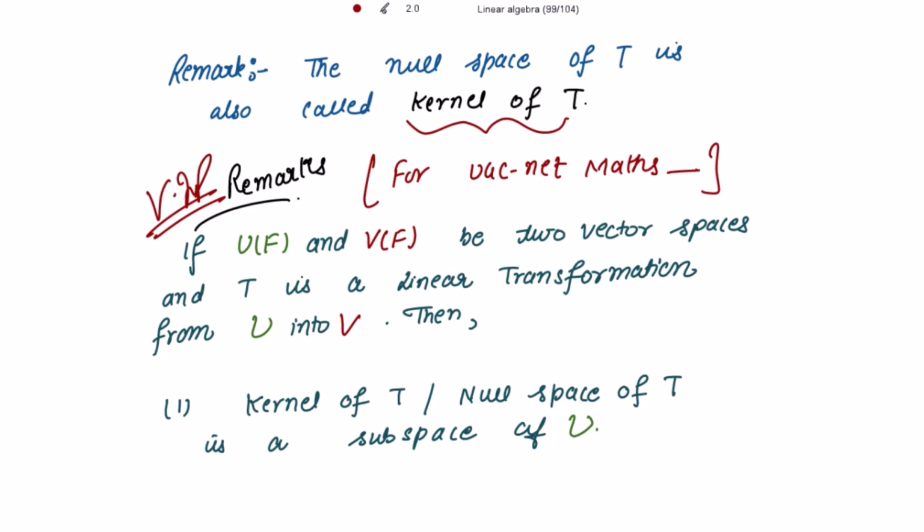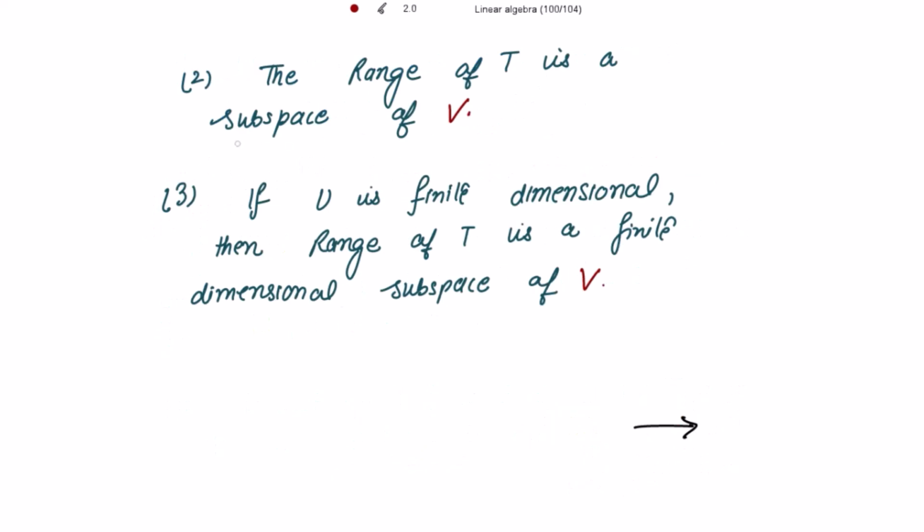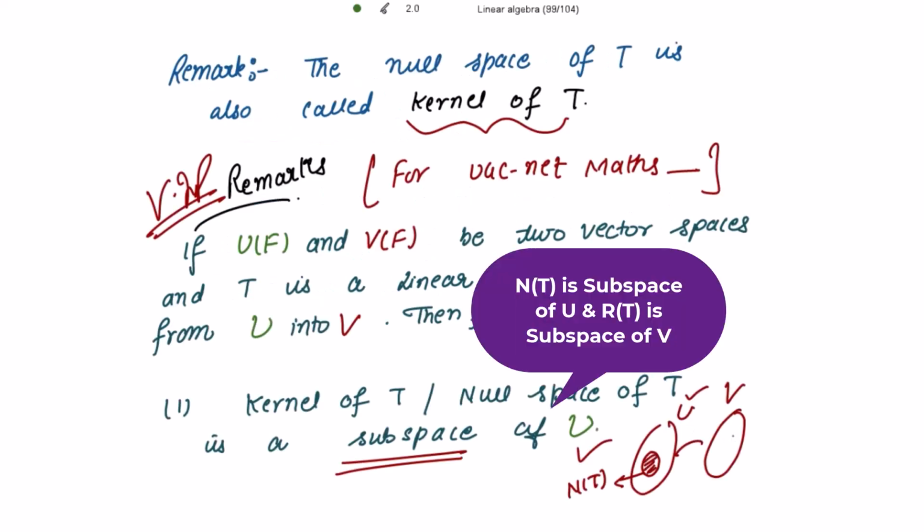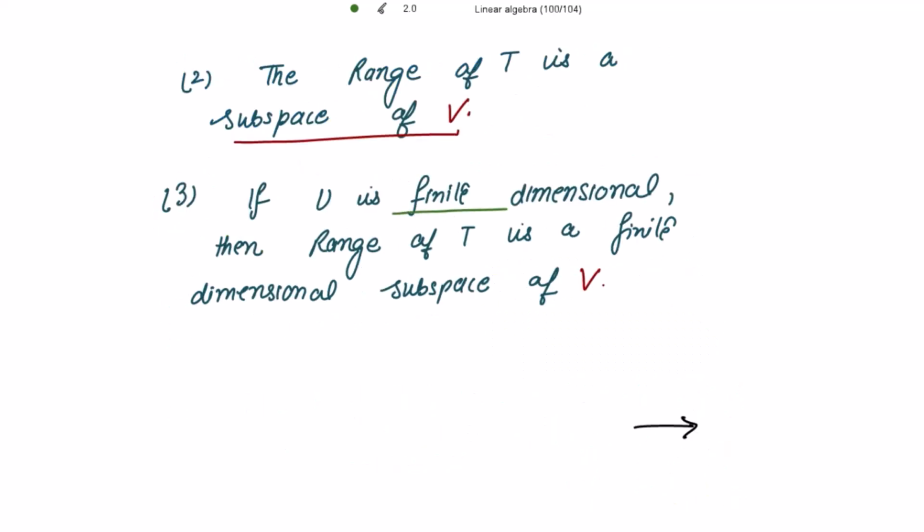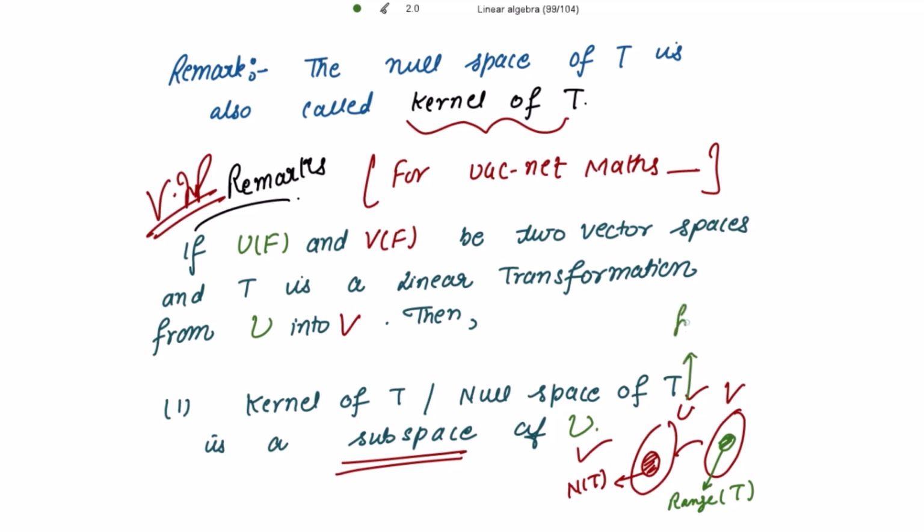If U(F) and V(F) are two vector spaces and T is a linear transformation from U into V, then first remark, the kernel of T or the null space of T is a subspace of the vector space U. Second, the range of T is a subspace of V. Please remember, the range of T will be a subspace of V. Next, if U is finite dimensional, then the range of T is also a finite dimensional subspace of the vector space V.